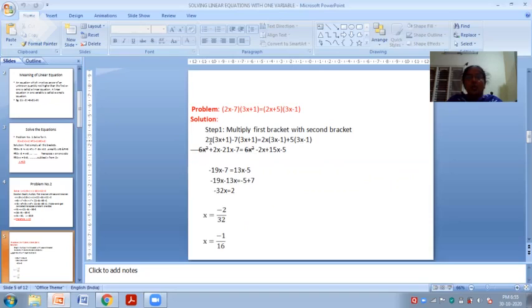How much are we going to get? 2 into 3, that is equal to 6. X into x, x square.